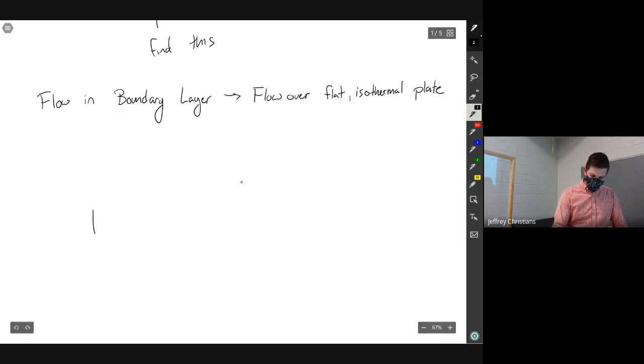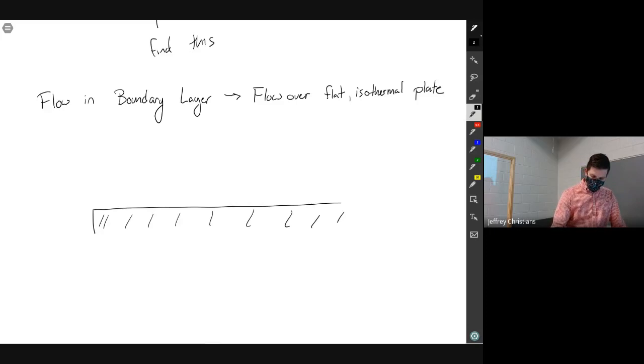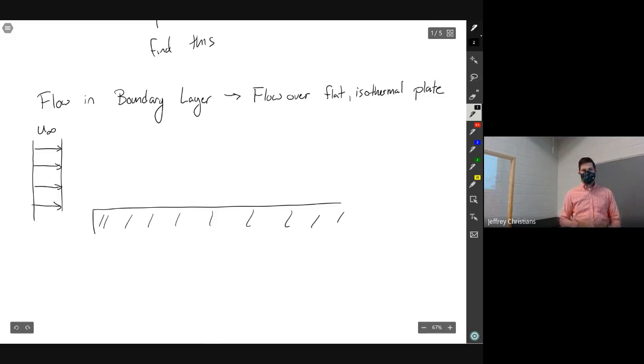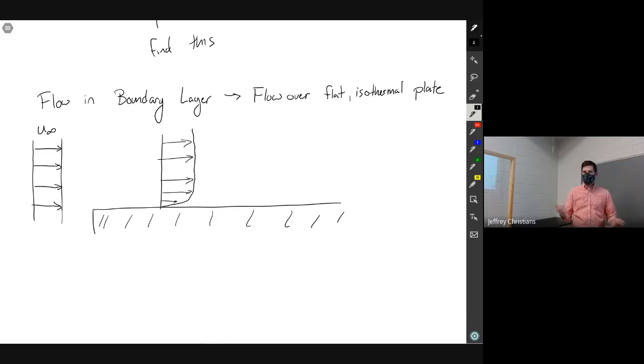So if we just draw a schematic of what we just looked at, here's our plate. Out here we have a velocity. We'll call this U infinity. So that's like one of these solid vertical lines that we just saw. That's going to be flowing at a known velocity, what we call the free stream velocity. Once it gets to the plate, it's going to be something like this. So it will still far away have the same velocity, but right at the surface it was slowed down, just like we saw.